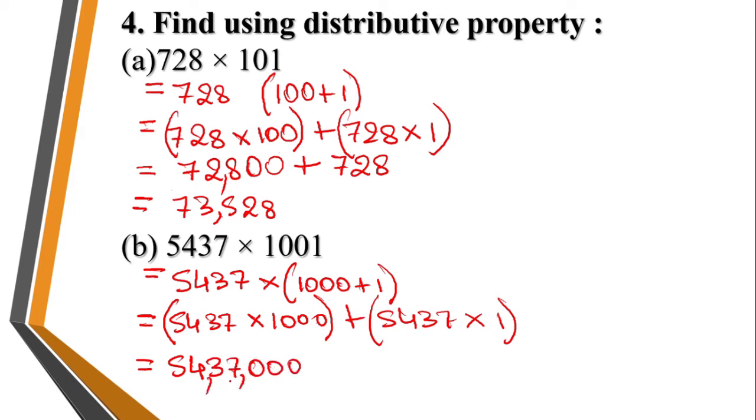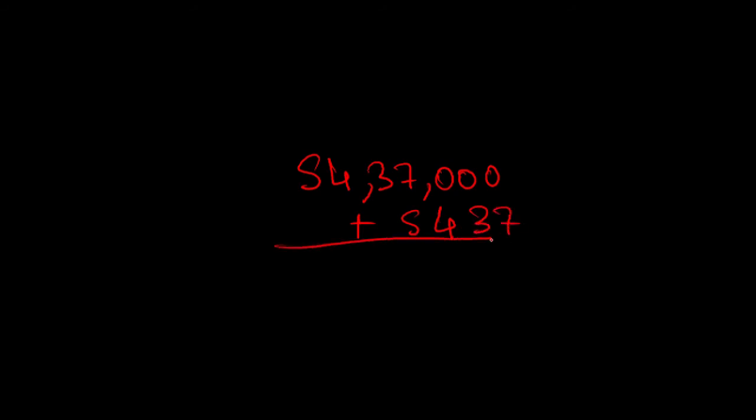And we will get our answer as 54,37,000. Plus, here 5,437 will come as this, because 5,437 into 1 is 5,437. Now we should add these two numbers. So 54,37,000 plus 5,437. We should start it.